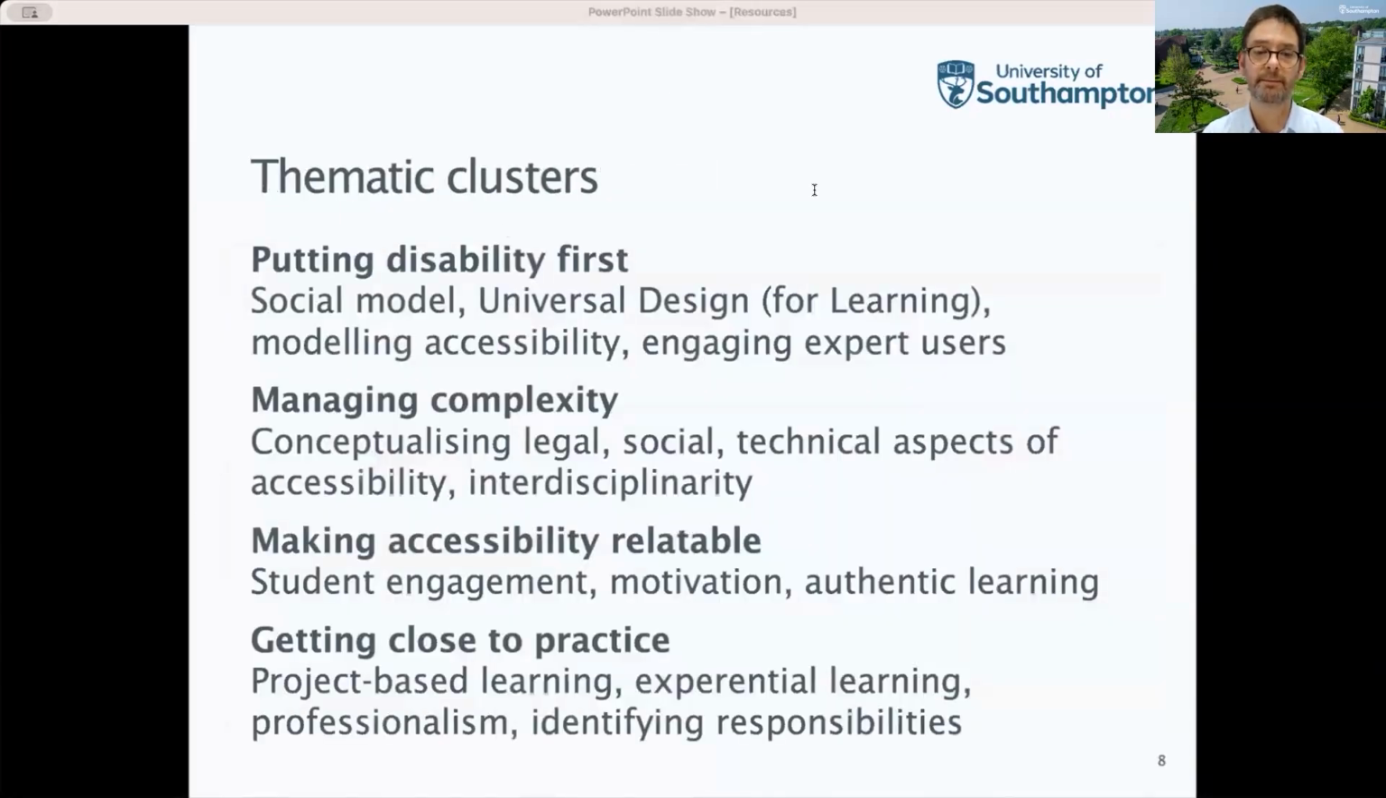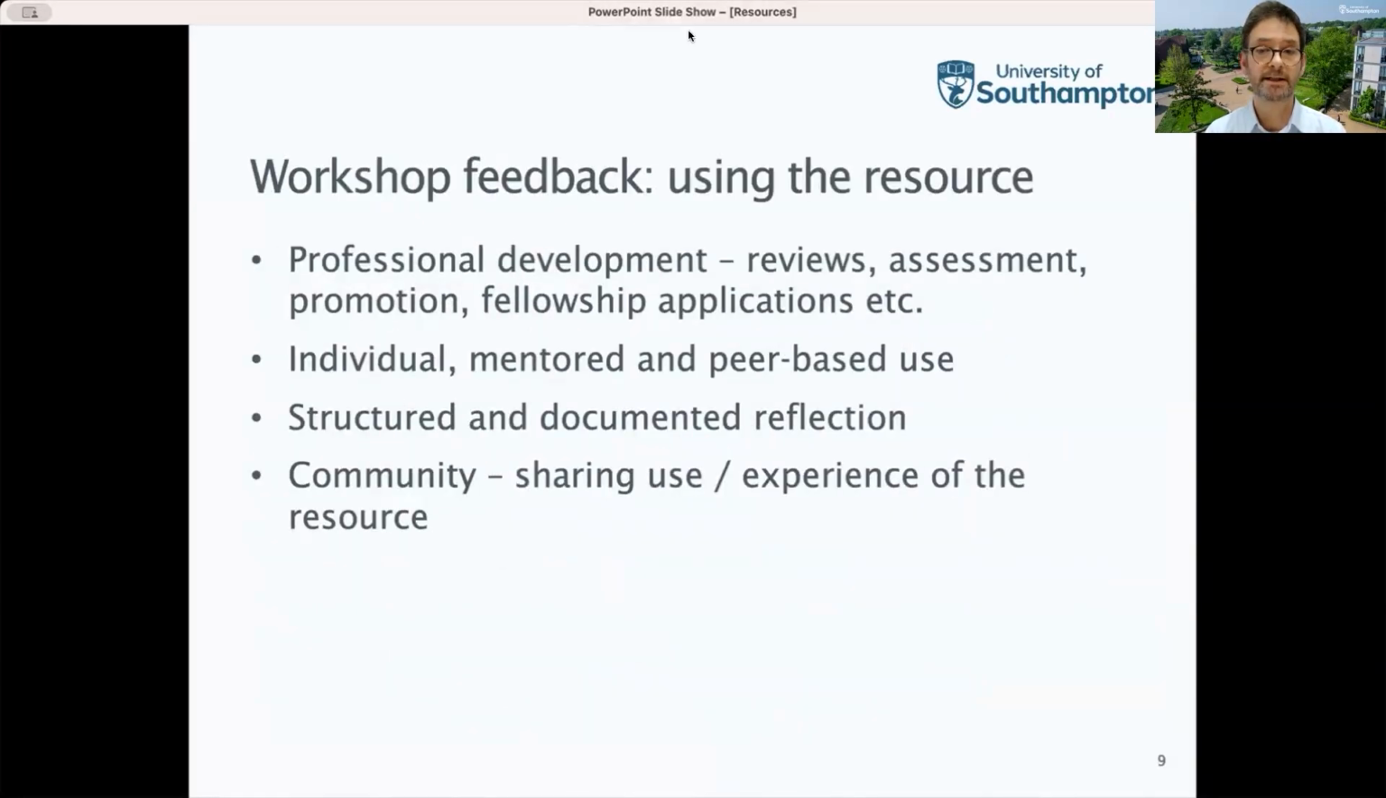Thinking back to our original thematic analysis, we do see distinct cultures or strands connecting these components that we might identify as key pathways or areas to explore. And there's just a few examples here, such as putting disability first, managing complexity, making accessibility relatable, and getting close to practice. Now, I am wrapping up soon.